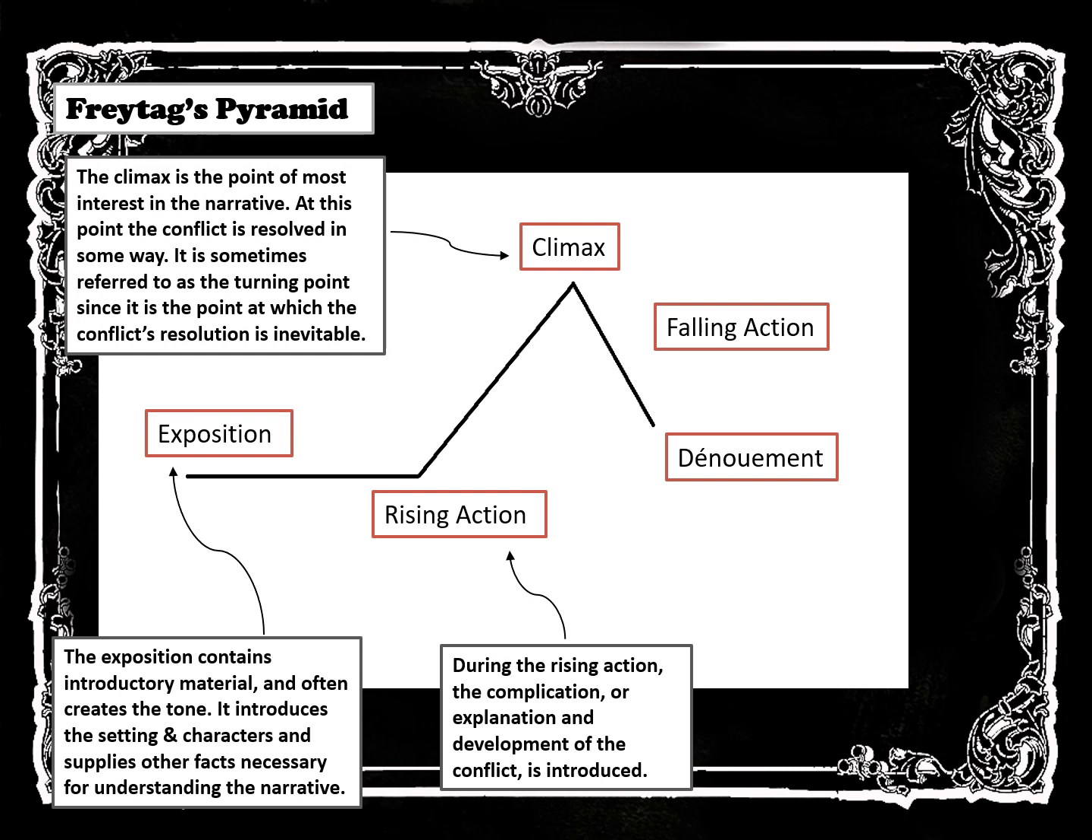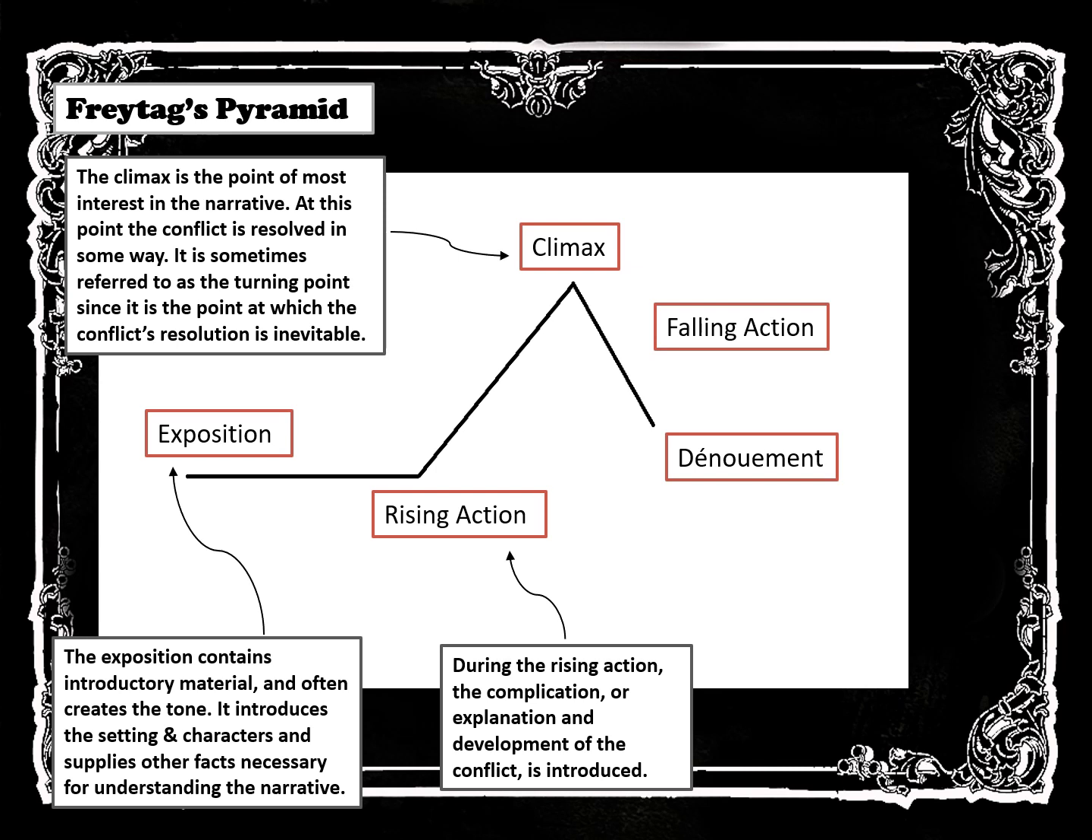The climax is the point of most interest in the narrative. There are a couple ways we can think about the climax. So basically the climax is what everything that comes before it in the story is working toward. So it's the point of most interest, like I said. At this point, the conflict is resolved in some way, and it is sometimes referred to as the turning point, since it is the point at which the conflict's resolution is inevitable.